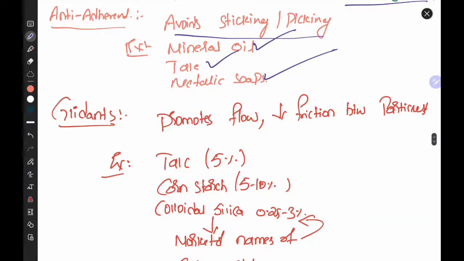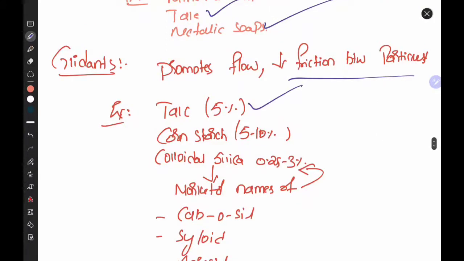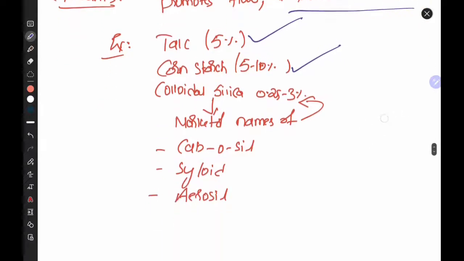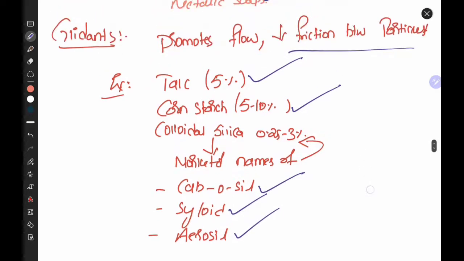Next are glidants. They promote flow. They reduce the friction between the particles. Examples of glidants are talc 5%, cornstarch 5 to 10%, colloidal silica 0.25 to 3%. The marketed names for colloidal silica are Carbosil, Siloid and Aerosil. Remember this. These are the examples for glidants.